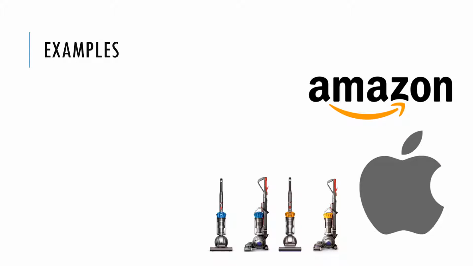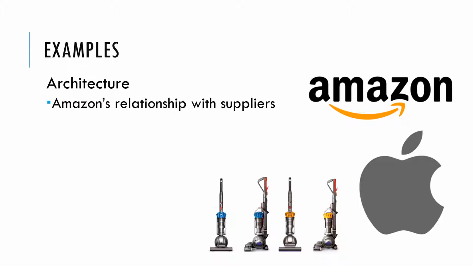Let's have a look at some examples perhaps. So if we're talking about architecture, our relationships with suppliers, our relationships with customers, Amazon would be a good example. Their relationship with suppliers and how many suppliers want to stock their products on Amazon's website means it's very difficult for other businesses trying to compete with Amazon to replicate that.